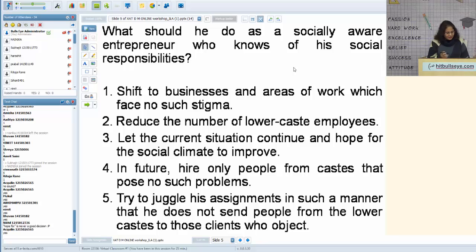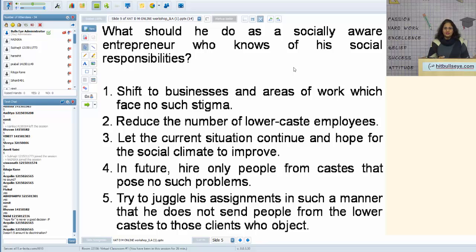And let's look at the fifth one. Try to juggle his assignments in such a manner that he does not send people from the lower caste to those clients who object. So whenever we take a decision, whenever we have to mark the correct option here, we have to take two things into account.